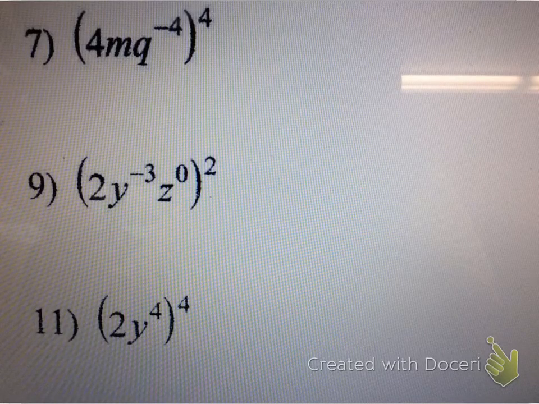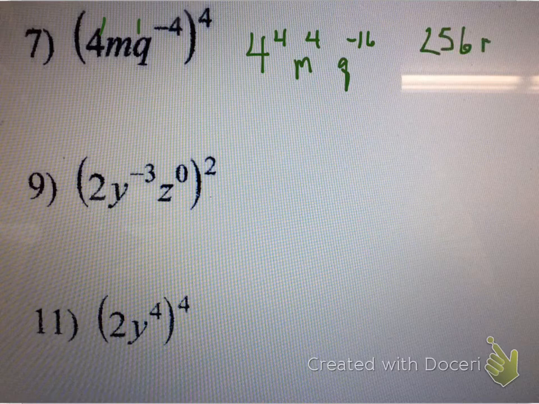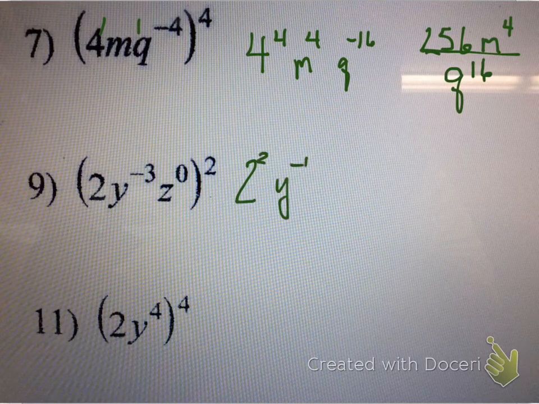All right, so let's look at the next one. So remember, on these, when you have the exponents like that, or when you have the parentheses, you need to multiply. Make sure everything has an exponent, then do the multiplication. So 4 to the 4th, m to the 4th, q to the -16. 4 to the 4th is 256. m to the 4 would stay on top, and q would move down to the bottom.